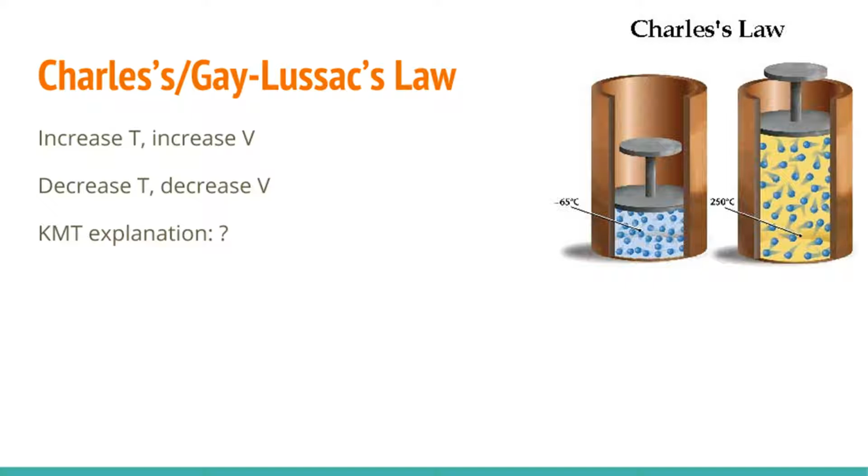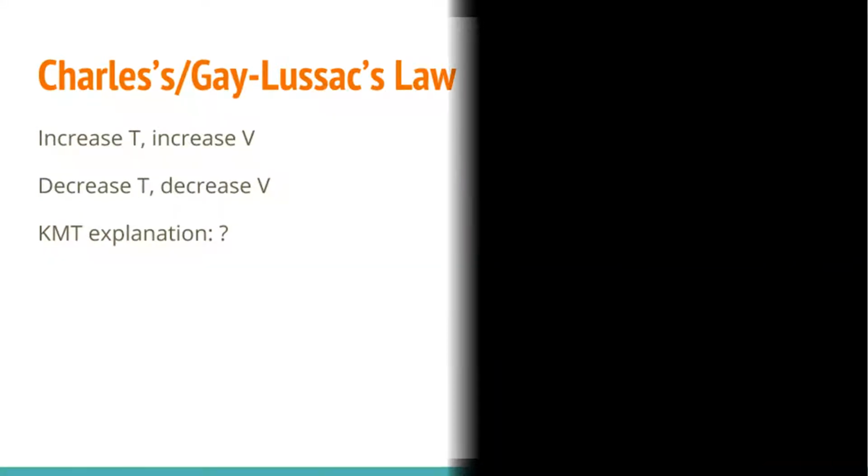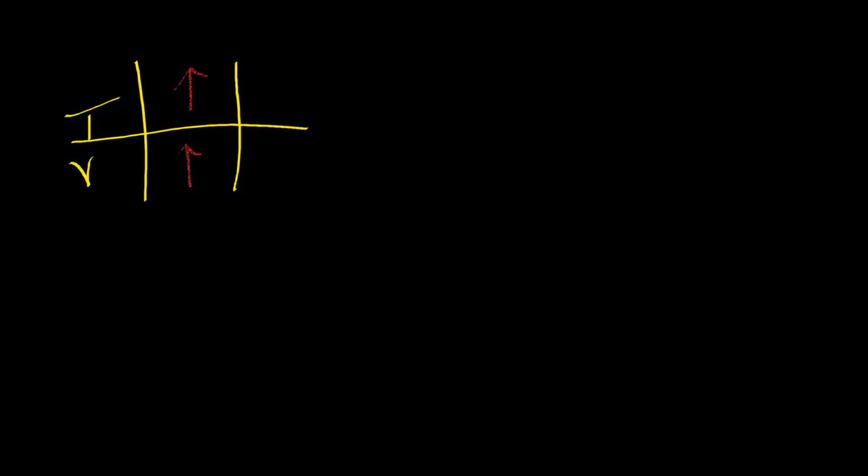So look over here on the right, and you'll see your cylinder with the gas, the piston pushing down on it. The piston is the same in the two cases, the left and the right. So what they're telling you is that the pressure is staying constant. Okay, the external pressure isn't changing. So when you increase the temperature of the gas, you increase the volume of the gas. You decrease the temperature of the gas, you decrease the volume of the gas. So that is the straightforward explanation of what Gay-Lussac's law is.